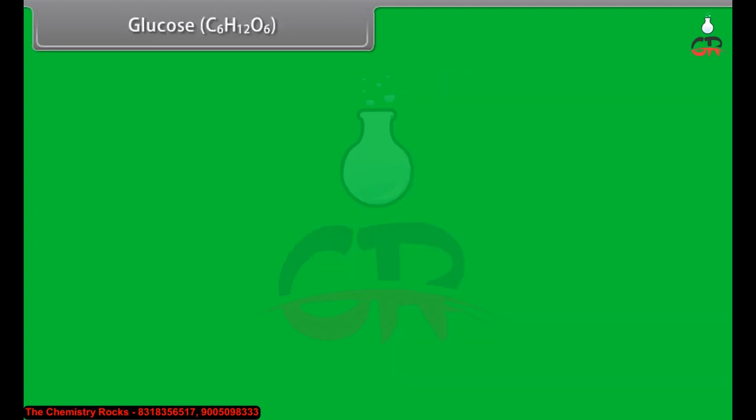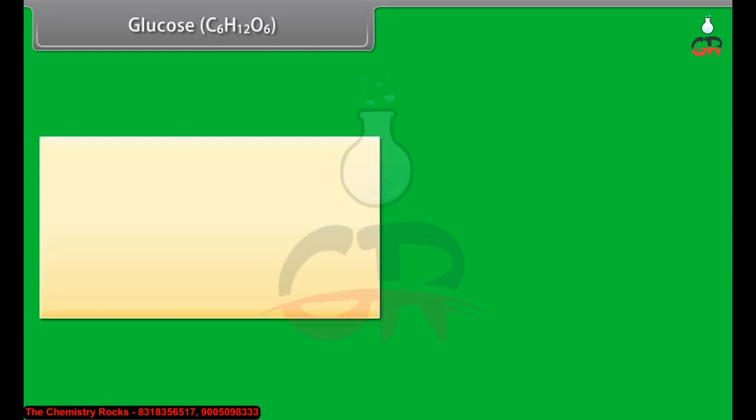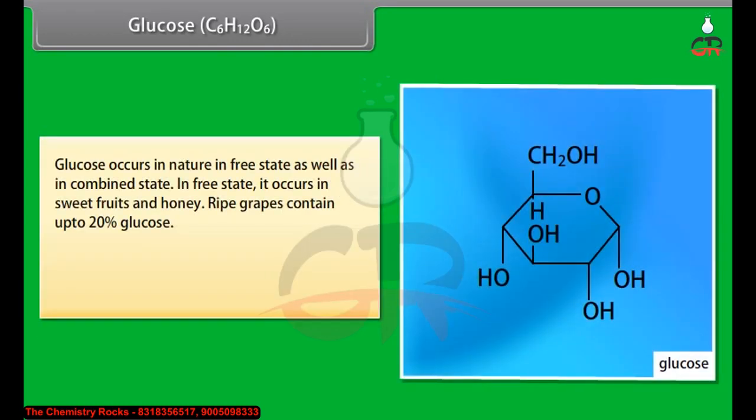Glucose, C6H12O6. Glucose occurs in nature in free state as well as in combined state. In free state, it occurs in sweet fruits and honey.